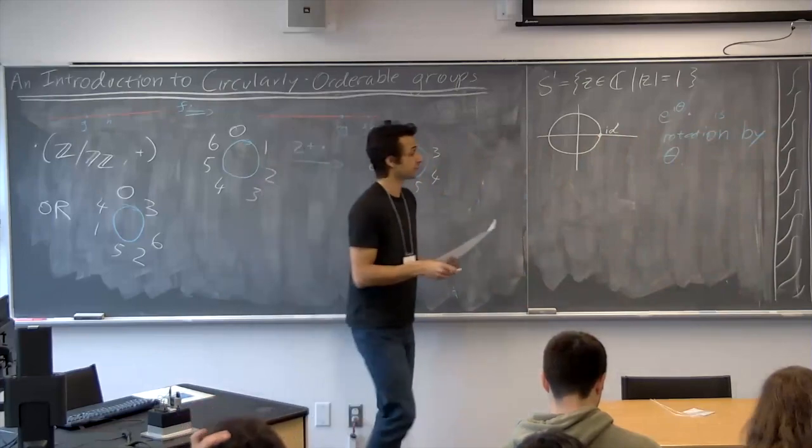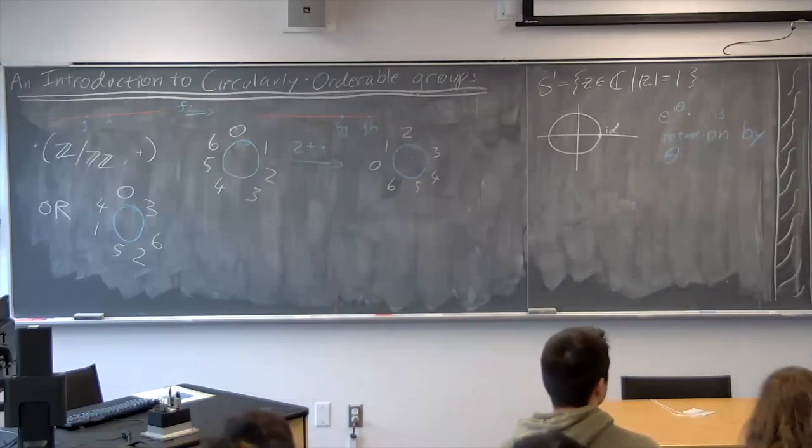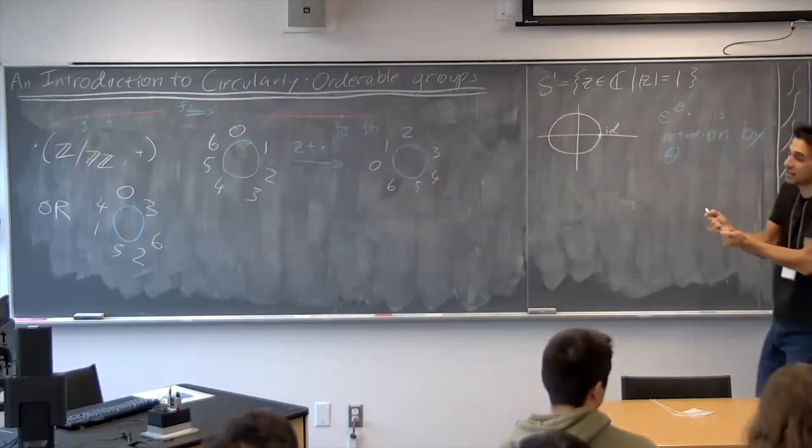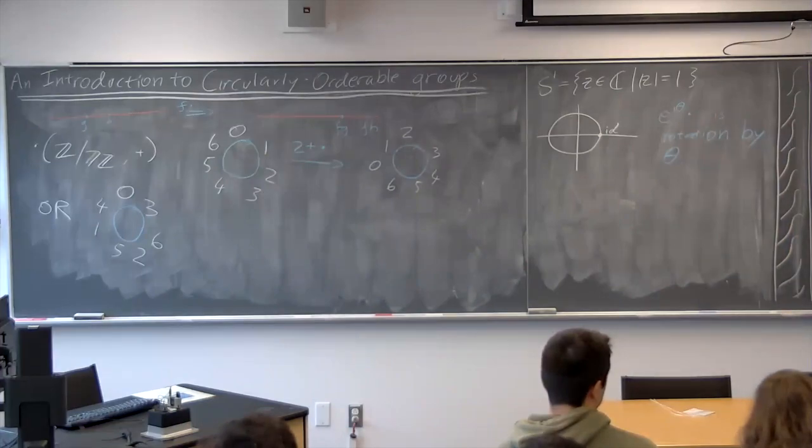Okay, so let's try to formalize this, right? We want to have some kind of combinatorial thing to check to say order around the circle is preserved. So the question now is, what do we mean by a circular ordering, by an order on a circle?